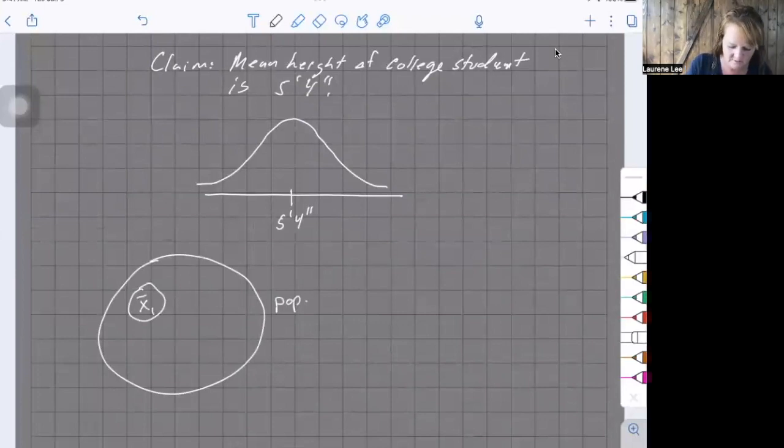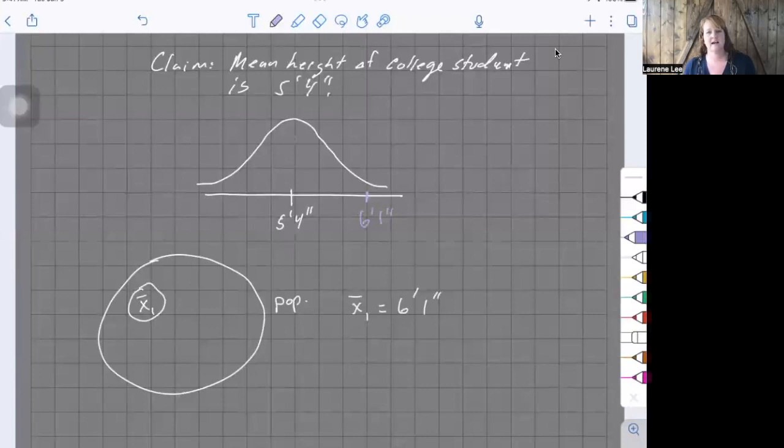Let's say, for sake of argument, that X bar 1 turns out to be 6 feet 1 inch. Okay, so you take your sample, it's a fair sample, you calculate the mean, and your mean height is 6'1". Well, if we look at what I claimed, 5 feet 4 inches, 6'1" is quite a bit up here. I mean, I don't know what the standard deviation is, but that's quite a fair way away.